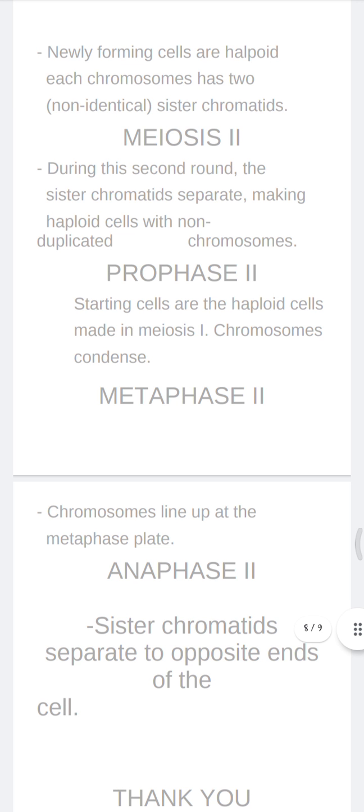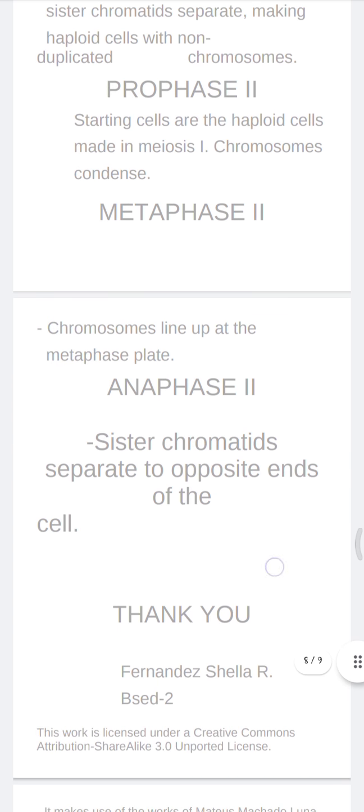Next is meiosis 2. During the second round, the sister chromatids separate, making haploid cells with non-duplicated chromosomes. In meiosis 2, there are prophase 2, metaphase 2, and anaphase 2.